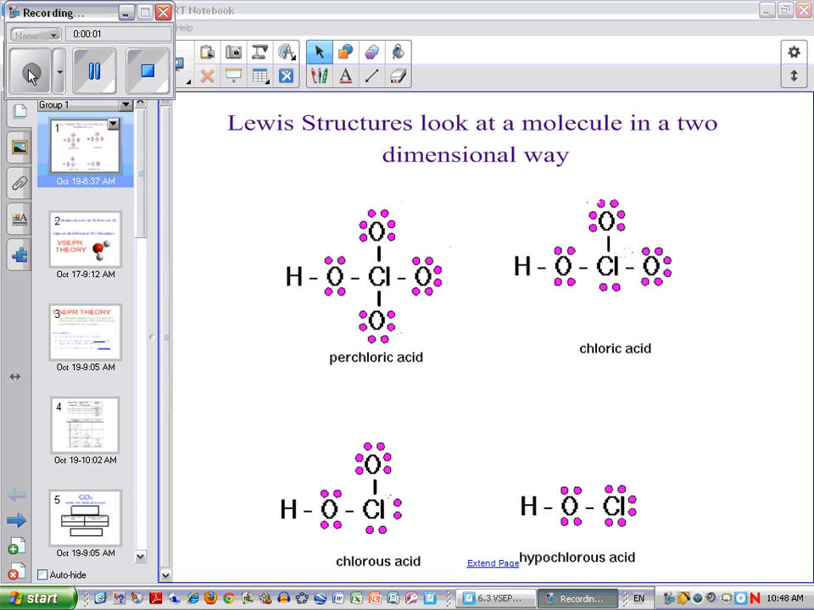This is the Chem 1 lecture over VSEPR and determining the polarity of molecules. So yesterday we looked at Lewis structures, and as you look at these Lewis structures of these various covalent compounds, you see that they're very, very two-dimensional. They're all drawn flat on a piece of paper, but as we know, especially with our Bohr atom model, we don't live in a two-dimensional world.